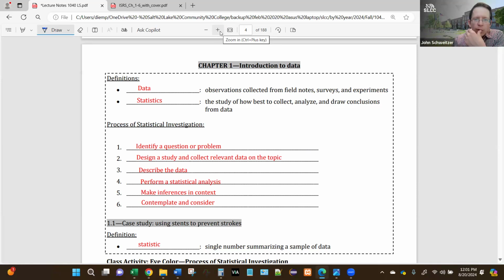And so probably the most important would be data. Okay, what is data? Well, data are observations that are collected from field notes, surveys, experiments, and just about any other way of collecting data. So it's observations. Okay, statistics is a study. I think of it as one of the branches of math that studies how to best collect, analyze, and draw conclusions from the data that's been collected. Okay, so we're going to collect data, we're going to analyze it, and we're going to draw conclusions from the data.